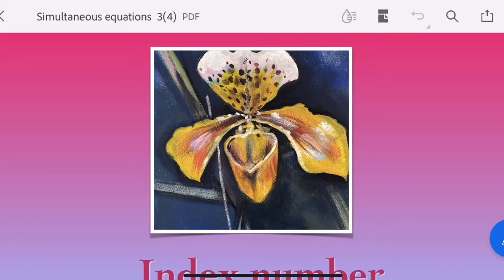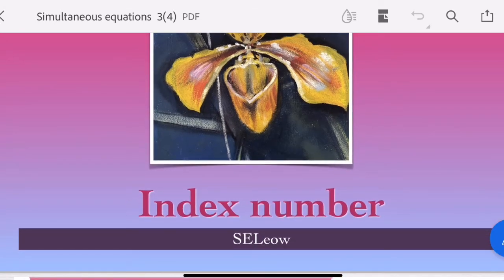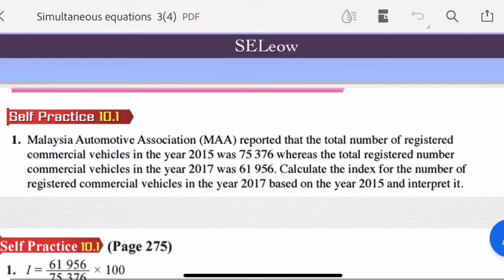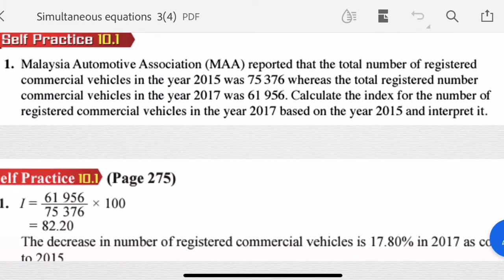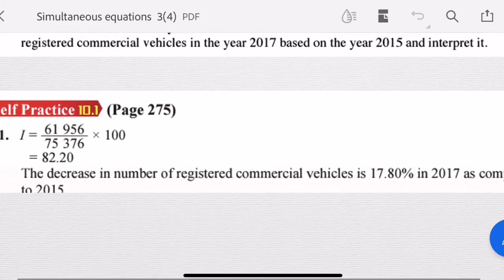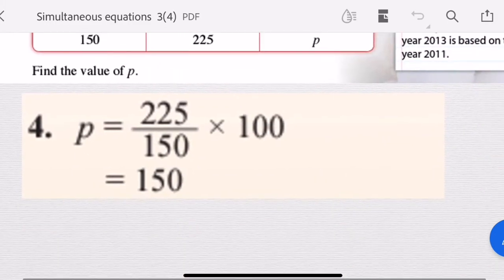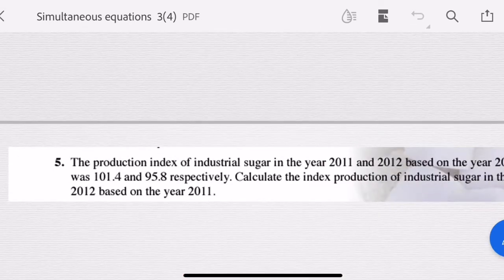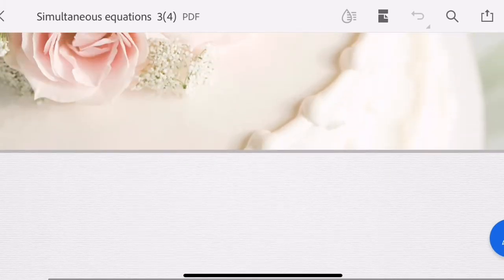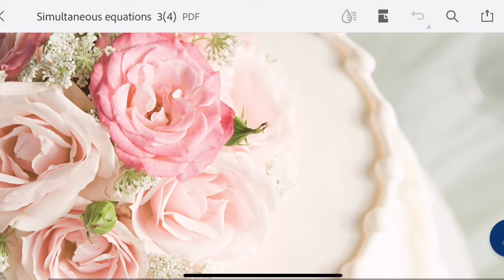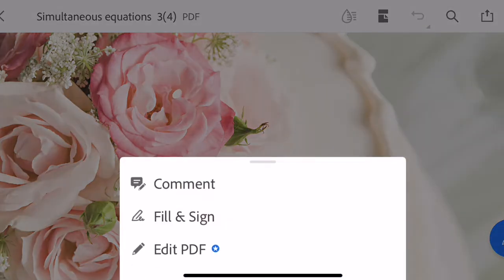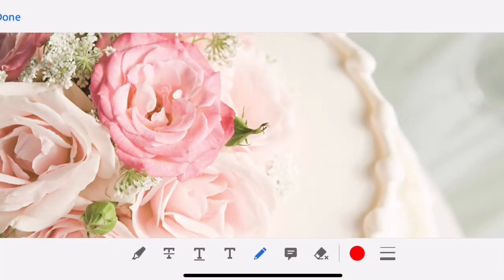For today's lesson, I would like to discuss with you how to solve index number questions involving 3 years. For example, in my previous video, I discussed 4 questions with you. Today I will focus on a very special question which actually involves 3 years. So we have 3 methods actually.